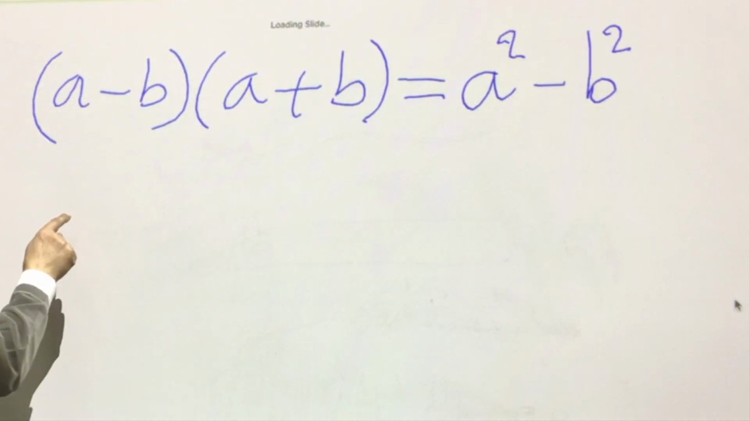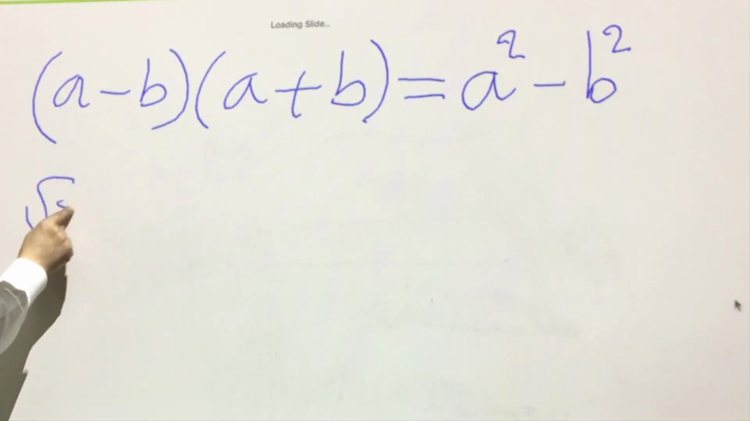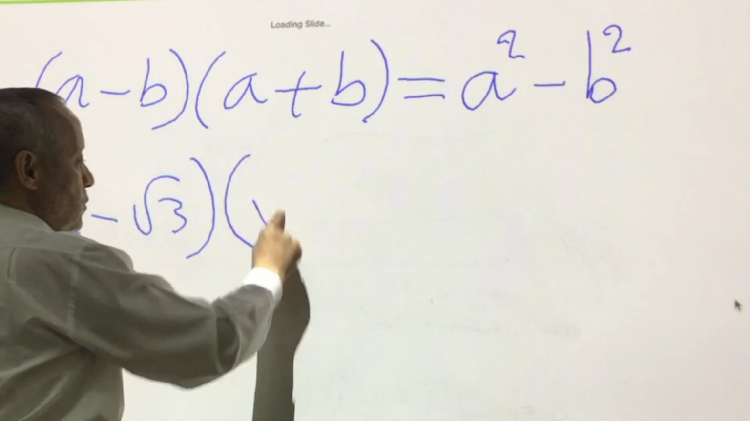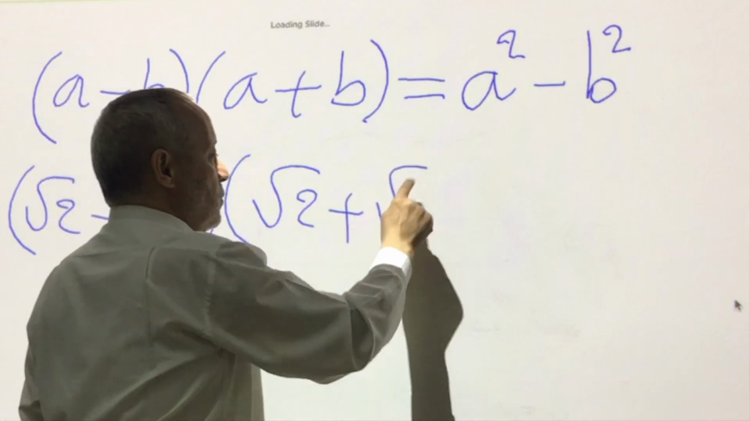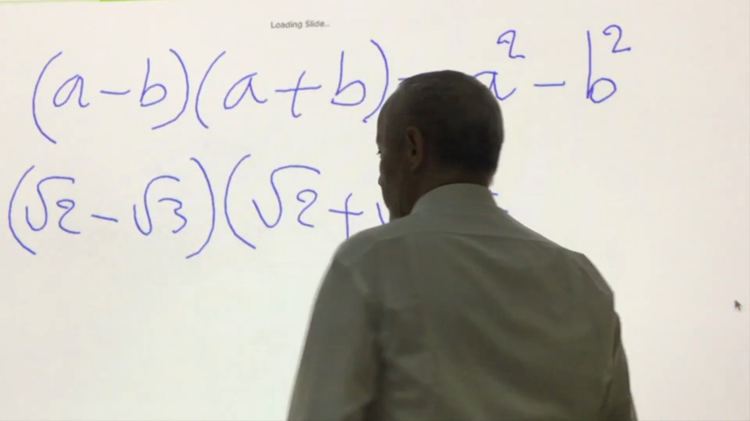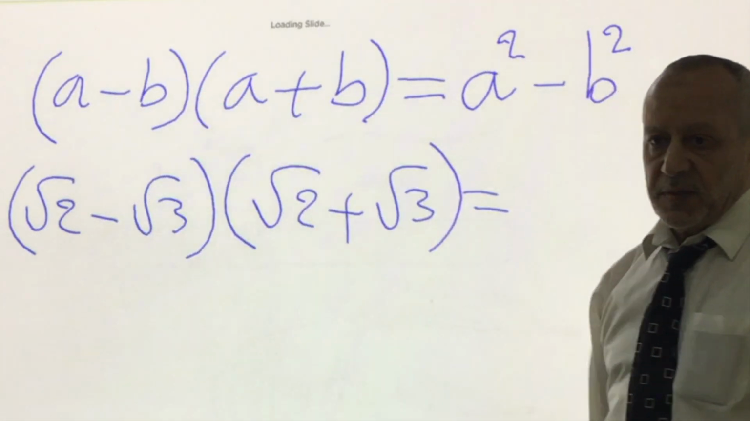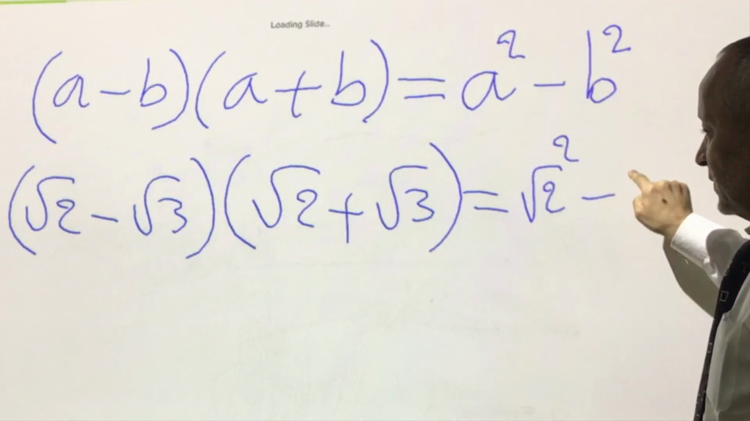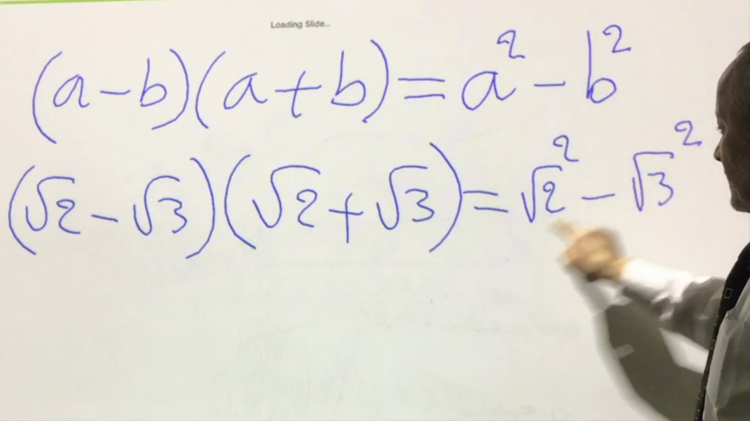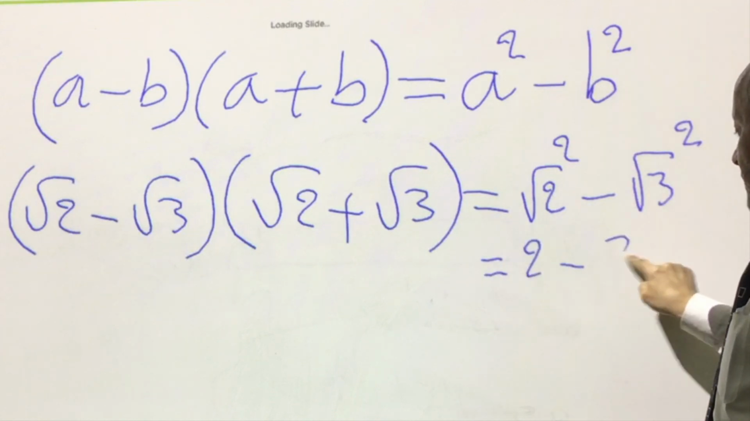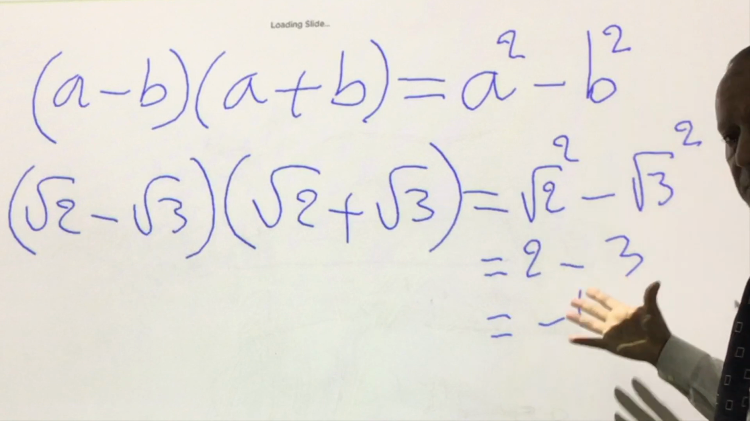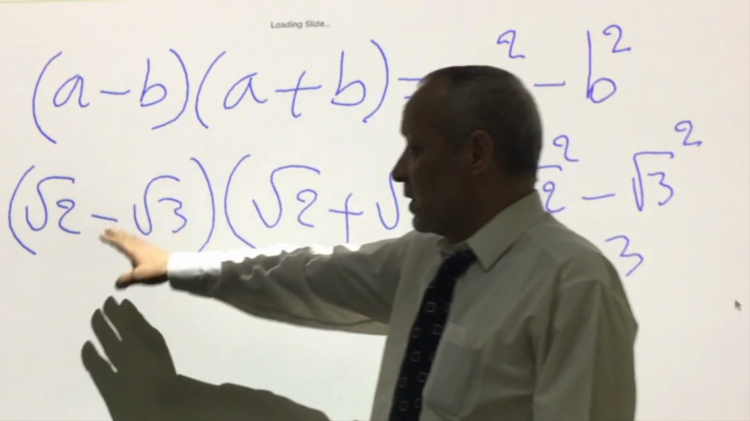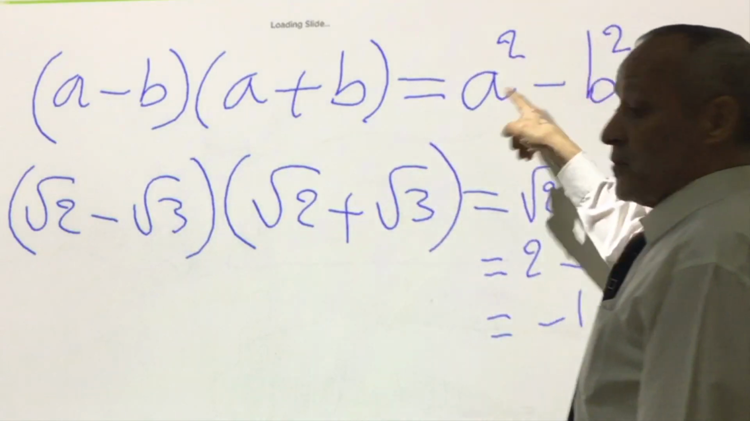For example, if I have square root of 2 minus square root of 3 and multiplied by square root of 2 plus square root of 3, what do I get? This looks like a minus b times a plus b. Square root of 2 squared minus square root of 3 squared, which is 2 minus 3, which is negative 1. Can you see? This is how you do it. Whenever you have a number and a conjugate, use difference of squares.